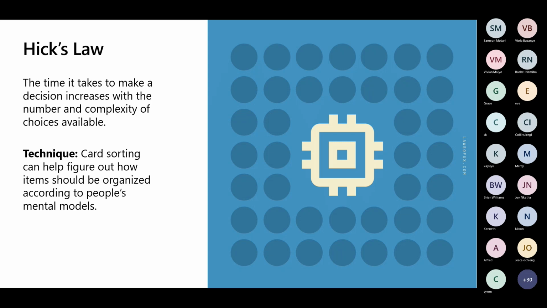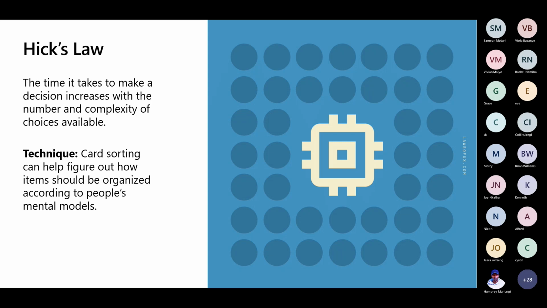Okay, so we're on Hick's law now. I was talking about how the time it takes to make a decision increases with the number and complexity of choices available. So a technique that you can use to apply this is card sorting. This is a research technique where you ask users to sort information. You identify categories that group the different kinds of information that you have, and then you ask them to sort it in terms of priority and where they think that certain types of information would fall.